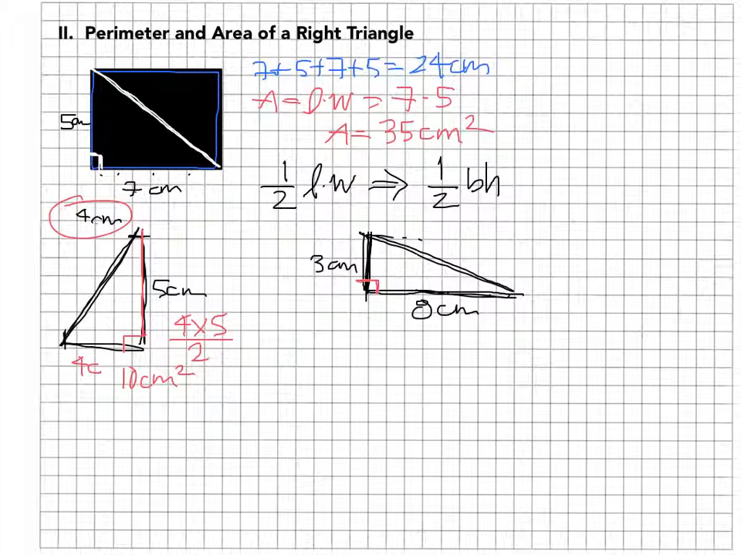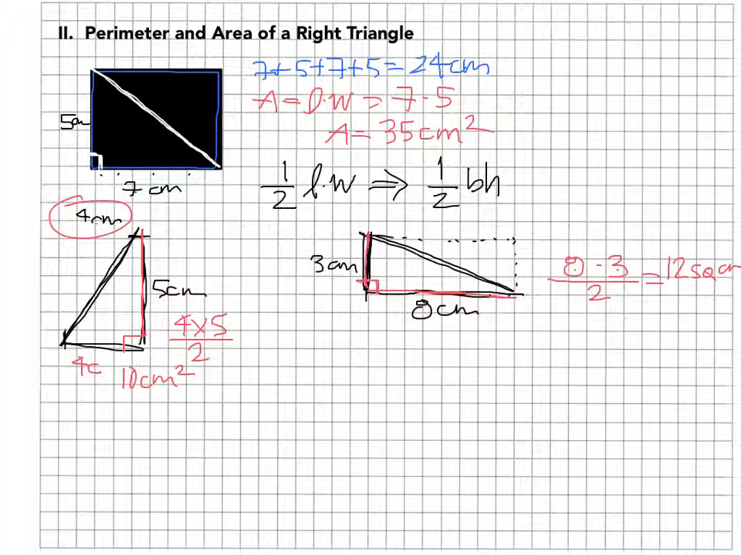Remember, we want to make a full rectangle. So to find our area, we're going to take our base, which is here, 8, times our height, which is 3, and then divide it by 2. Base times height divided by 2. Well, 8 times 3 is 24. 24 divided by 2 is 12. So we have 12 square centimeters.